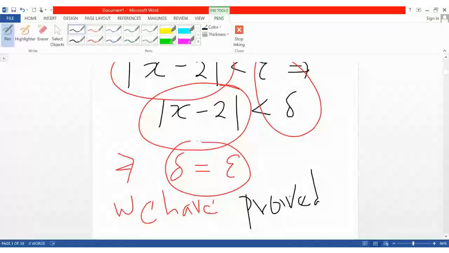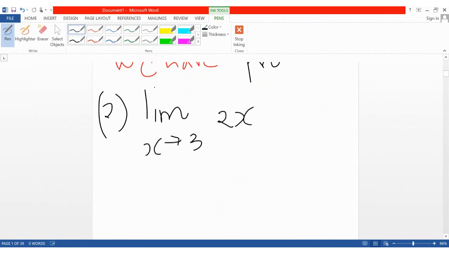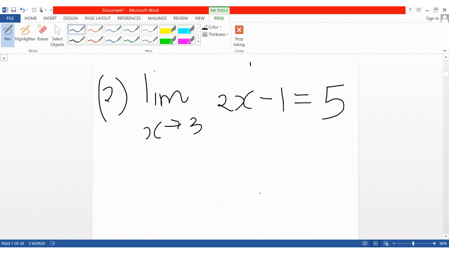Let me do example number 2. The limit as x approaches 3 of 2x minus 1. When you replace that limit, what are you getting? That is 6 minus 1, you get 5. So we prove that the limit as x approaches 3 of 2x minus 1 is equal to 5. So, solution. This one is my c, this one is my f of x, and this one is my L.